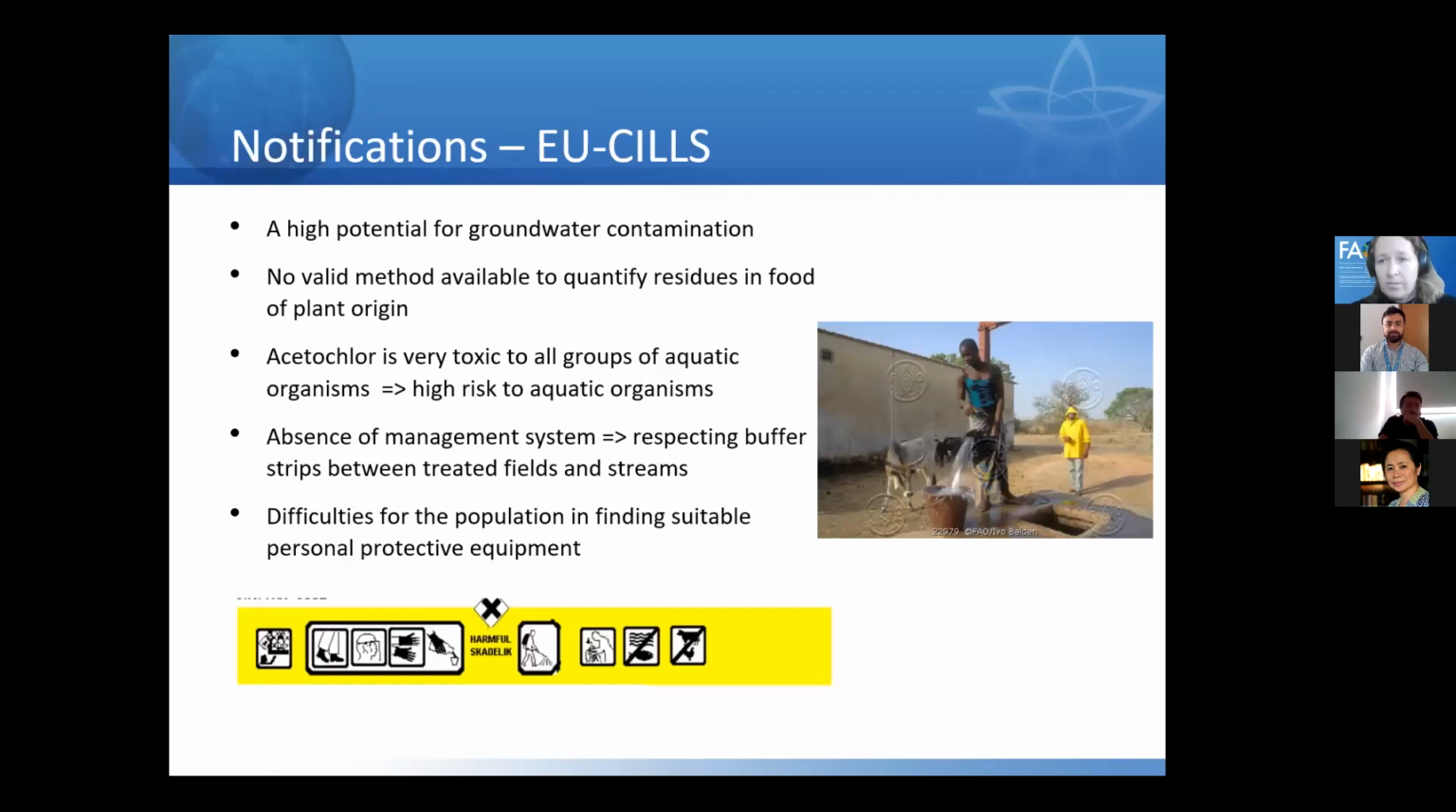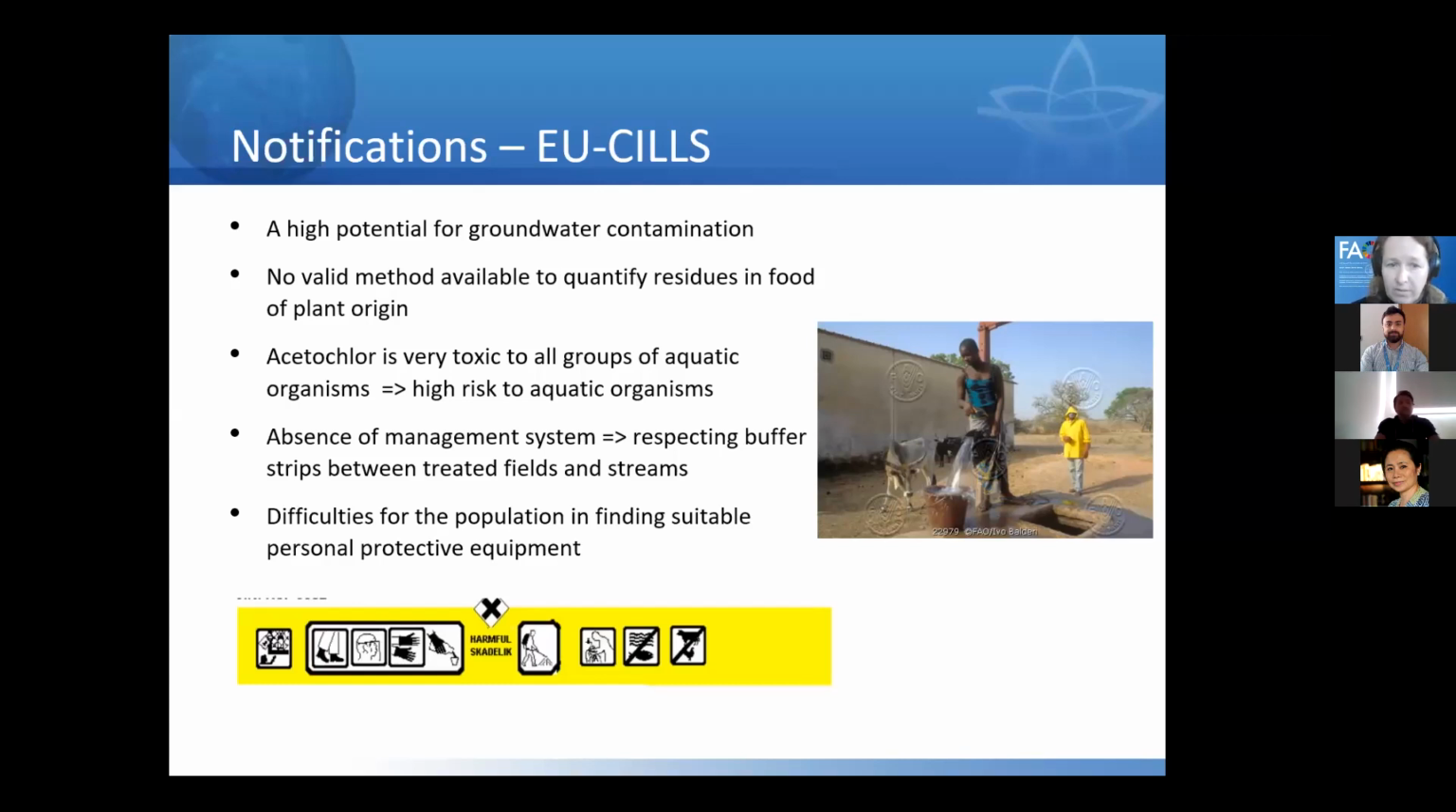Just very briefly, what are the areas of concern these final regulatory actions were based on. It was said that there's a high potential for groundwater contamination due to metabolites considered relevant. There was no valid method available to quantify residues in food of plant origin. Acetochlor was also considered to be very toxic to all groups of aquatic organisms, and therefore there was a high risk to aquatic organisms identified.